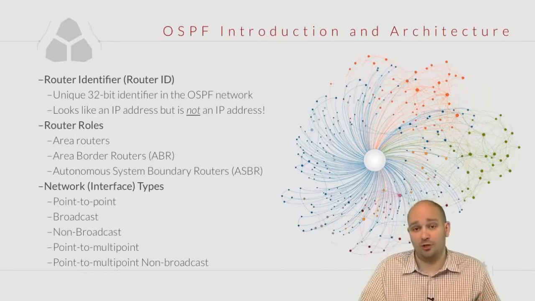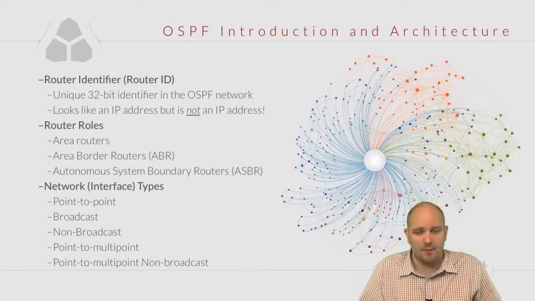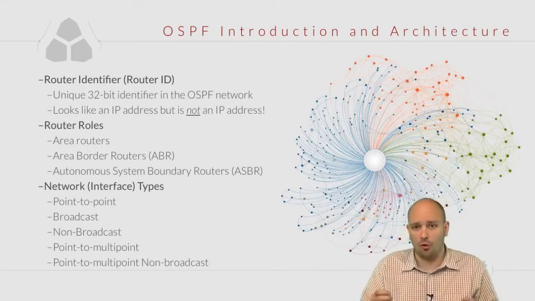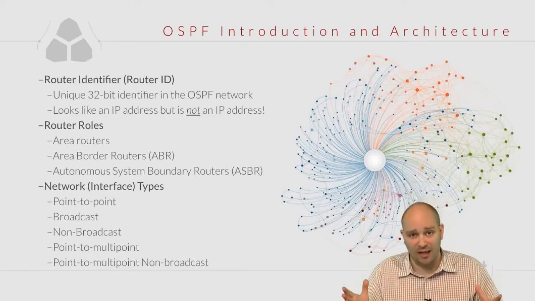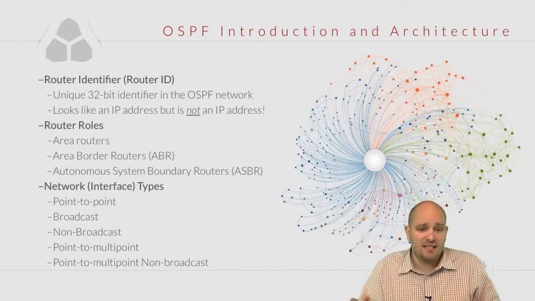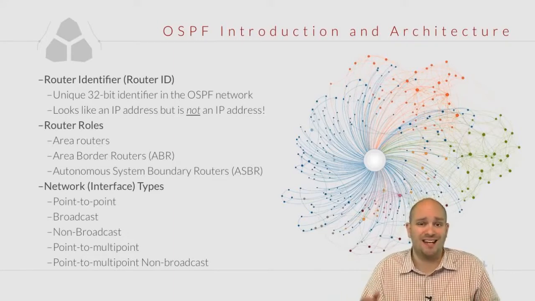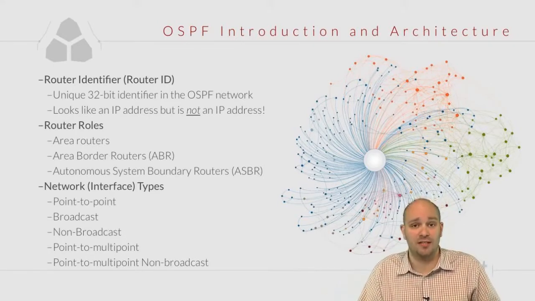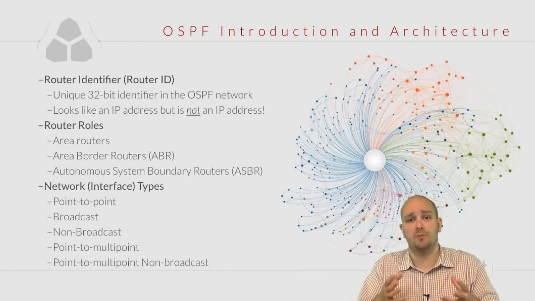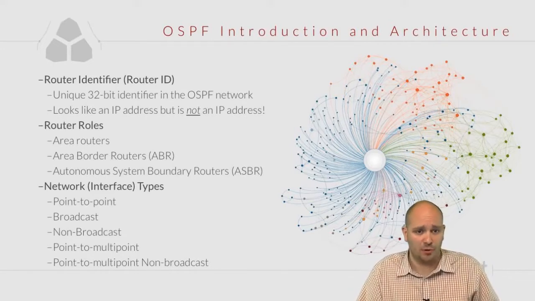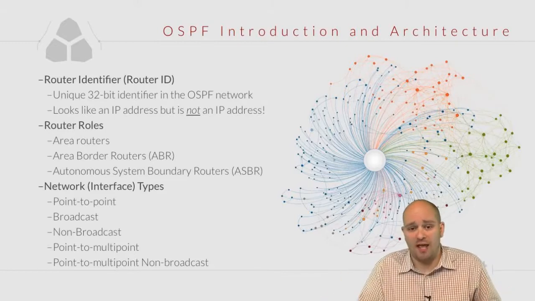Also, not all routers in our OSPF network are the same. Some routers have specific roles. The primary role, the one given to just about every router in our OSPF, is simply an area router. An area router is a router that has all interfaces in a single area. This router is going to be exchanging information with other routers in that area, and it's going to be forwarding the traffic. So this is the simplest, most basic of all roles that a router can perform in an OSPF network. And really, all routers are area routers.